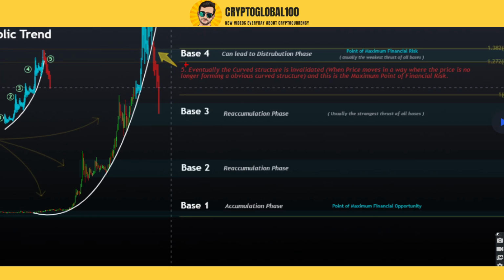Usually eventually the curved structure is invalidated. Invalidation occurs when you see a sharp decline in price. It means the parabolic structure is no longer formed, and price is not going to move in the upper direction, and then the market shifts towards the distribution phase, then accumulation, reaccumulation, then accumulation area.